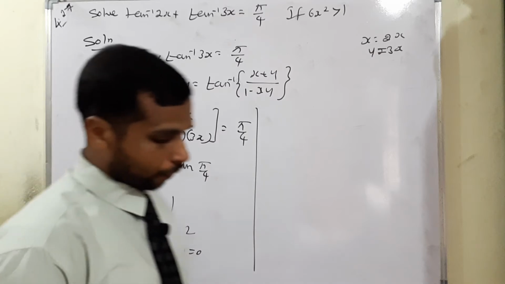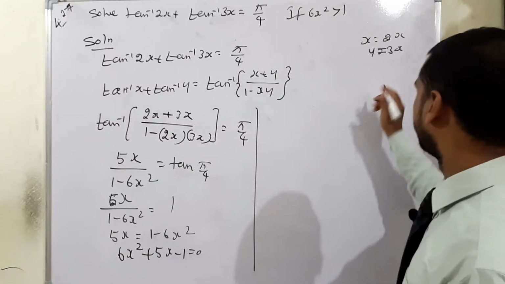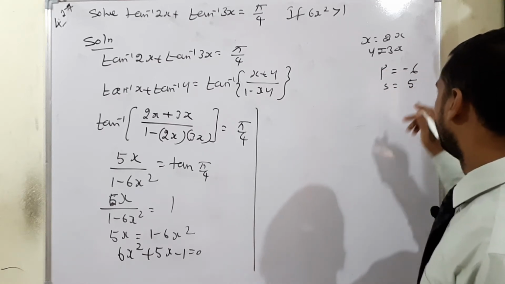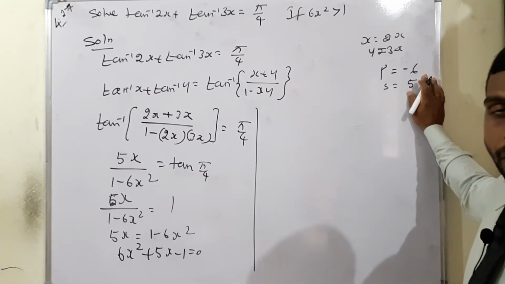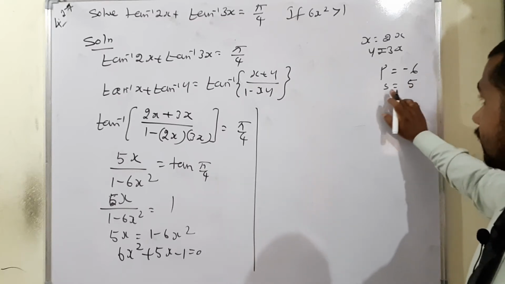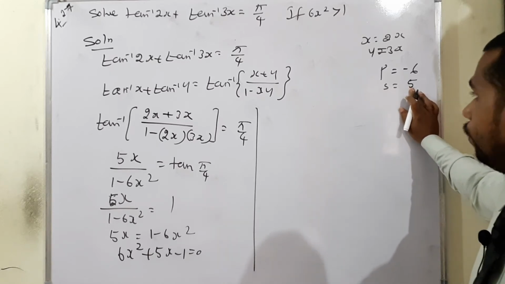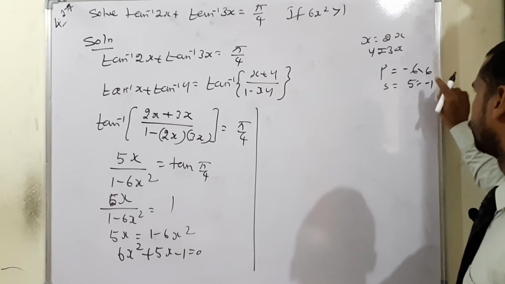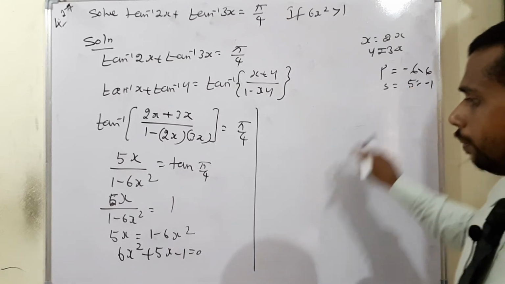Now we can apply the sum product rule. The product is 6 into minus 1, which is minus 6, and the sum is positive 5. Already I told you, if the product is negative, select two numbers, one positive and one negative, and the bigger number should be positive, since we have a positive sum. Therefore definitely we can say 6 and minus 1. 6 into minus 1 is minus 6, and 6 minus 1 is positive 5.